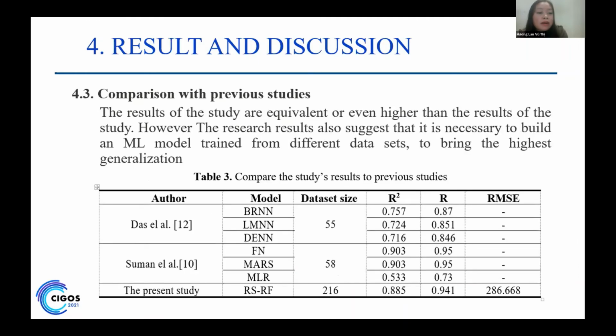4.3 Comparing with previous study. The results of this study are equivalent or even higher than the results of previous studies. However, the research result also suggests that it is necessary to build a machine learning model trained from different data sets to bring the highest generalization.